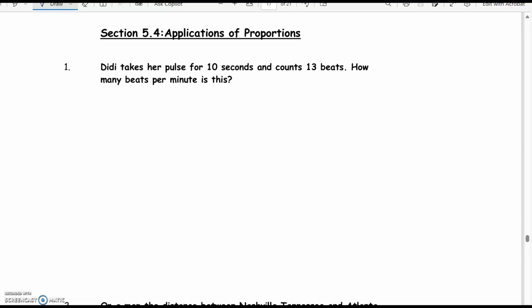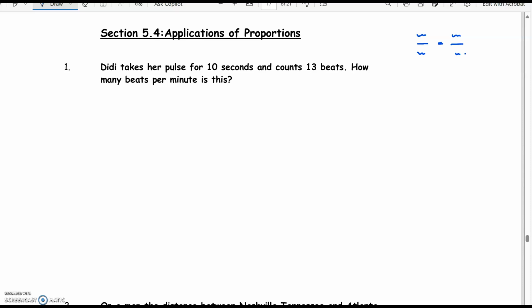Now here we're going to find applications for the proportions and solving of proportions that we did in section 5.3. Remember that a proportion is nothing but an equation that has a ratio on the left. So you have something over something, and these two sides are related, obviously. And these are the kinds of equations that we're going to set up and then solve for the unknown.